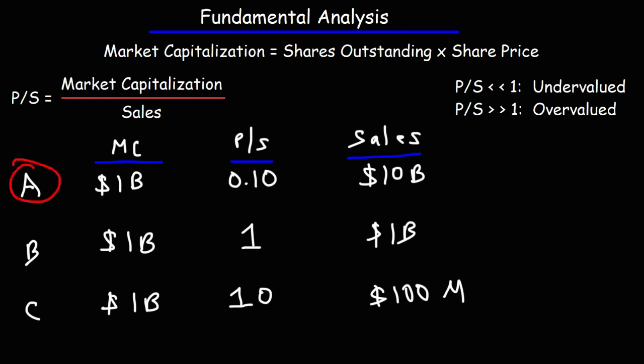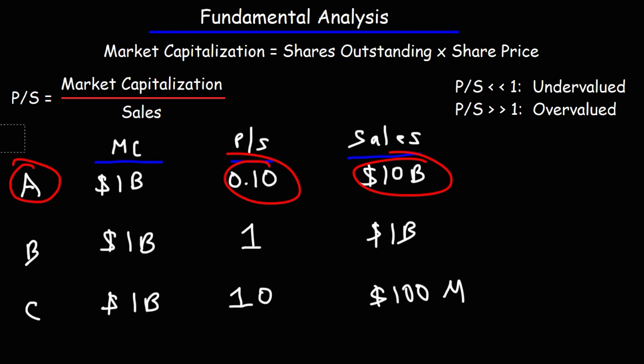Assuming that everything else is equal, Company A is generating the highest sales. 10 billion versus 1 billion or 100 million. This is significantly larger, all because the price to sales ratio is the smallest of the three. So keep that in mind. That's one way in which you can determine if a company might be undervalued, by comparing its sales to its market cap. If the price to sales ratio is very low, then it could be undervalued. If it's very high, that's an indication that it might be overvalued.